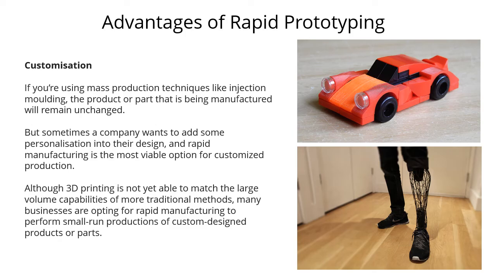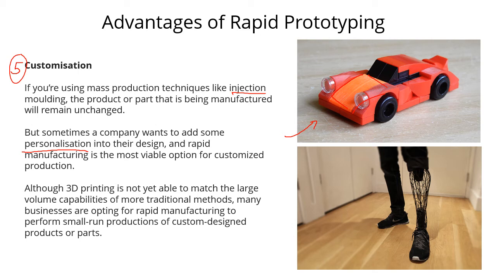Another big advantage, I can't remember if I'm on 4 or 5 now, but I'm going to put 5. You can easily customize things. So if you are a small company, you could easily customize parts to fit onto an existing design. You might want to add some personalization into your design, and that's where rapid prototyping kind of comes into its own. Whereas injection molding, you would really struggle to do that. With rapid prototyping, you can do that easily.